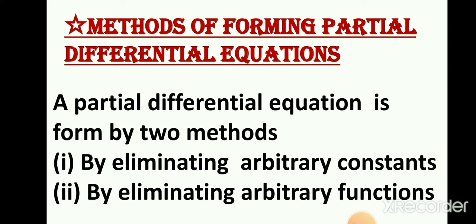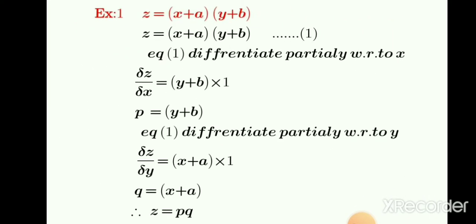Method of forming partial differential equation. A partial differential equation is formed by two methods. First, by eliminating arbitrary constants, and second, by eliminating arbitrary functions. We take one example of eliminating arbitrary constants. z equals x plus a into y plus b, in which a and b are arbitrary constants.